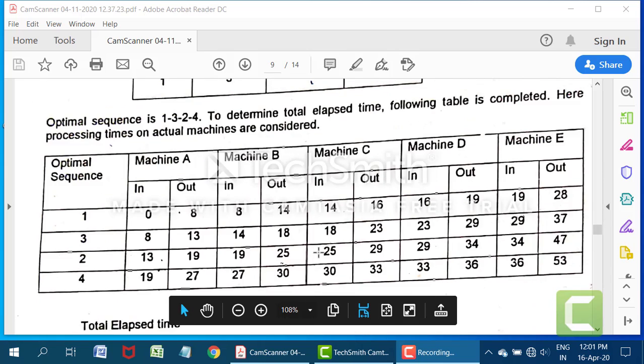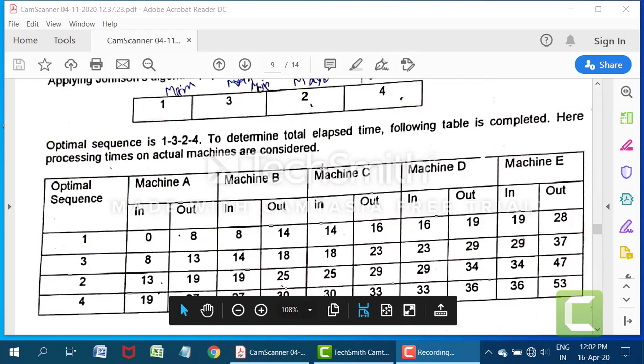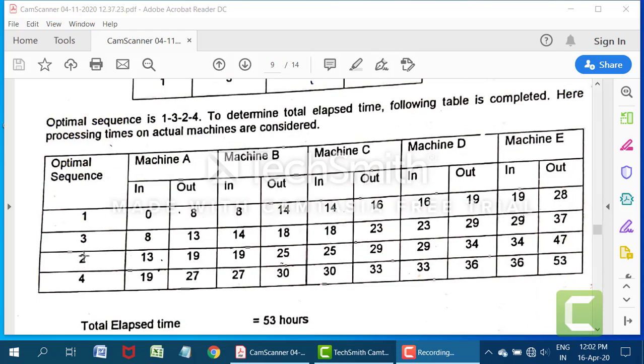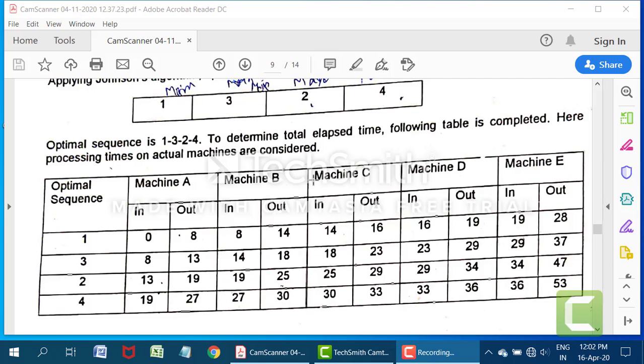Once the optimal sequence 1, 3, 2, 4, the only one best sequence, is found, see 1, 3, 2, 4. Then the original machines must be considered, not the fictitious machines. Machine A, machine B, machine C, machine D, machine E. So earlier I have seen 3 machines.